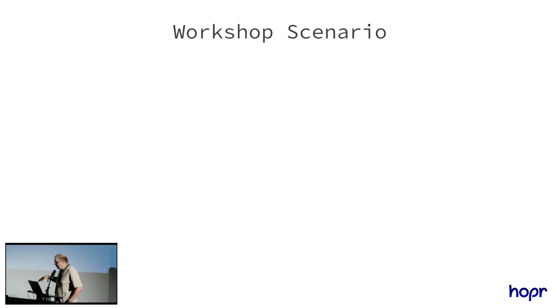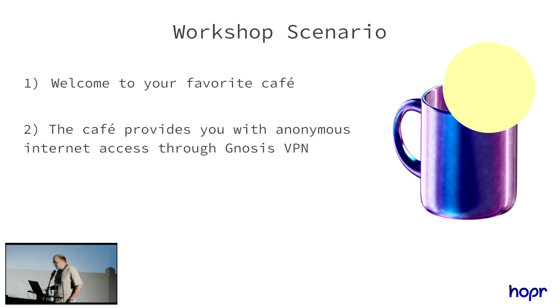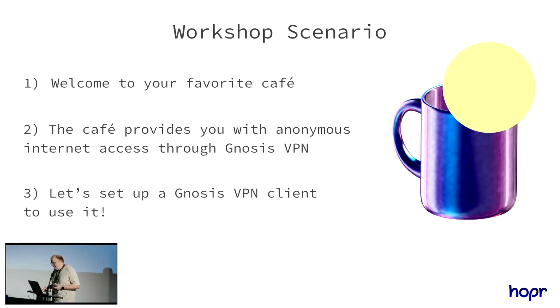But for this workshop now, let's imagine you're in a scenario where you're in a cafe, or even better, you're at a conference, and that conference wants to provide you anonymous internet access through giving you access to the Gnosis VPN. Now, in order to run the VPN, you still need access to HOPR, which we'll get to right away. So let's try to get that VPN client set up for everybody here.